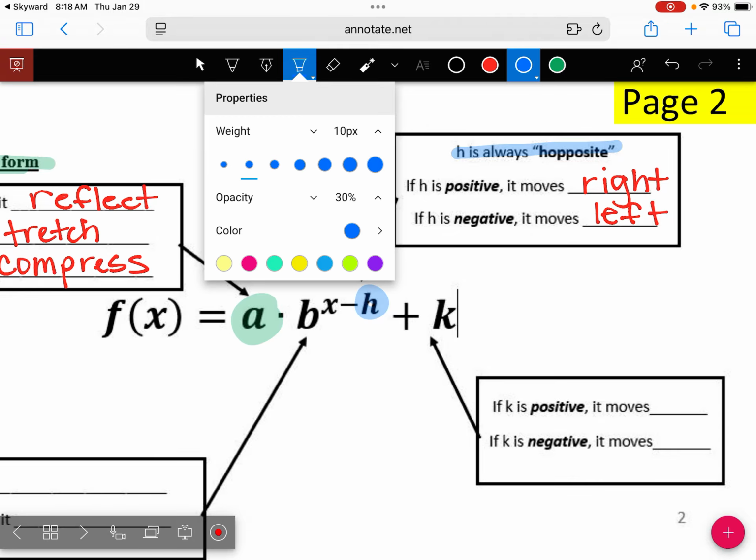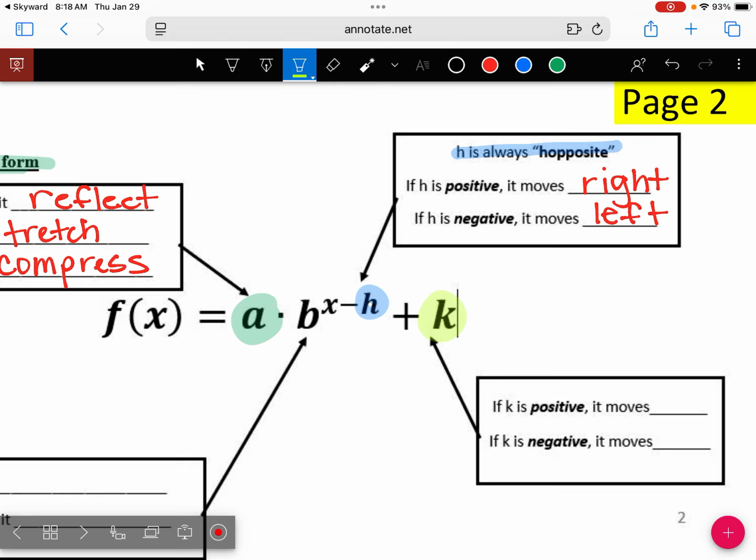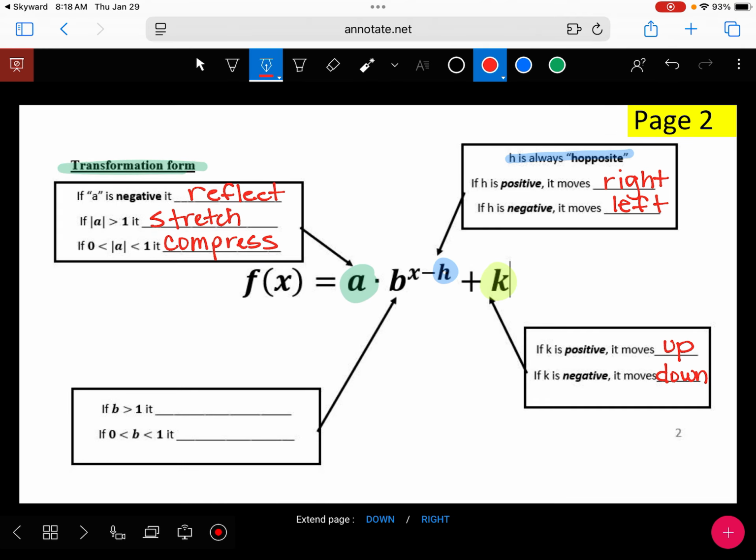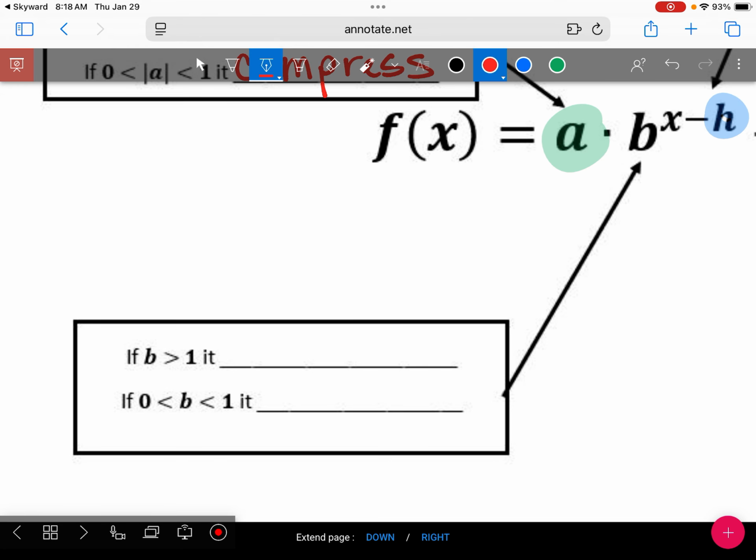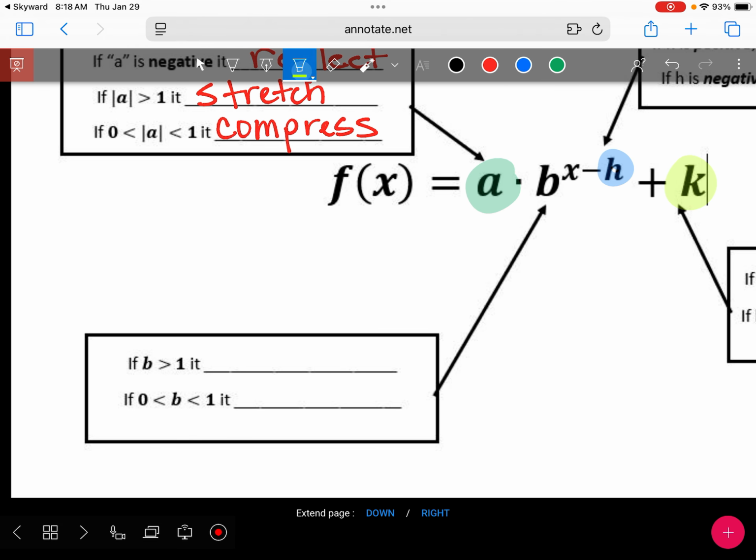K is in the backyard. K moves it up and down. When it's positive, it moves it up. When it's negative, it moves it down. And then lastly is the B value. This is new. The B value is the base of your exponent. Okay, the base of the exponent, if it's greater than 1, that means it's going to be exponential growth.